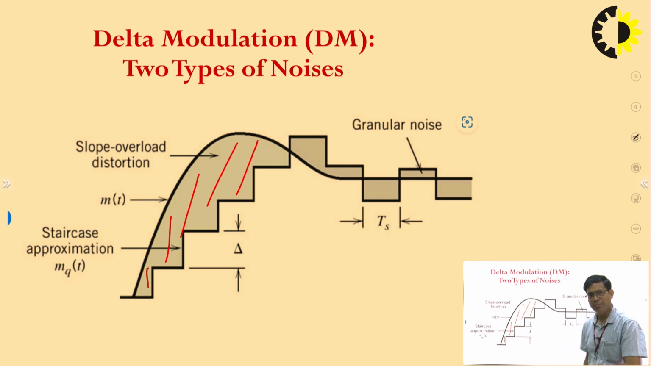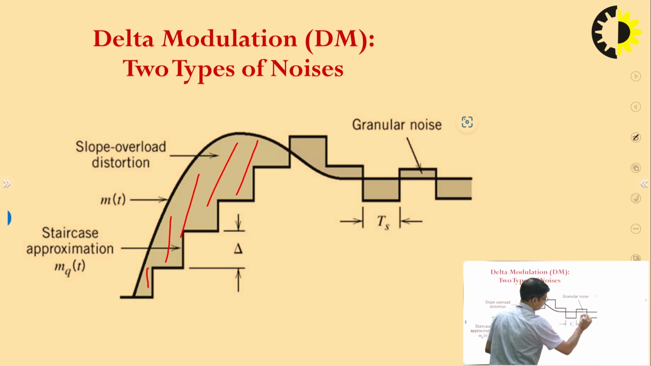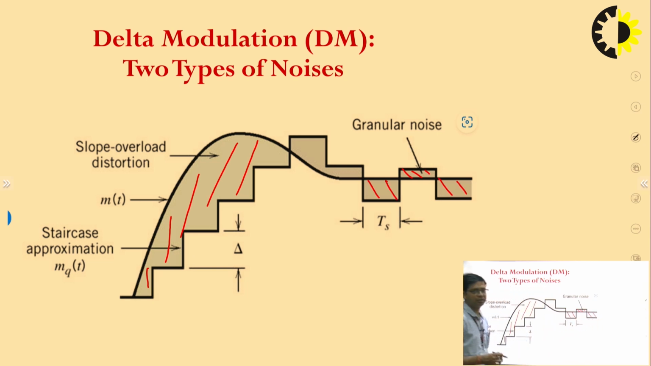Now, the second type of noise that occurs in delta modulation is known as granular noise. Here we can see our input signal is constant, it is not changing, whereas our output can be constant in this case because input is constant, but still our output is continuously changing. This is the granular noise.